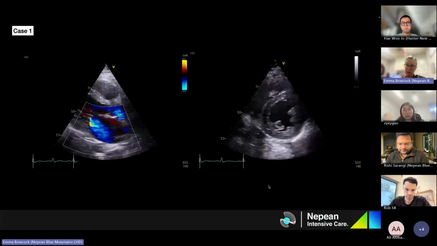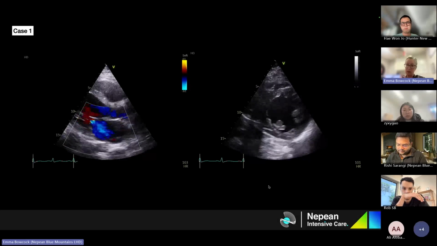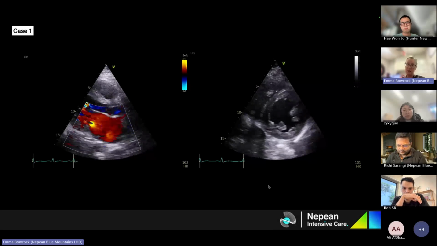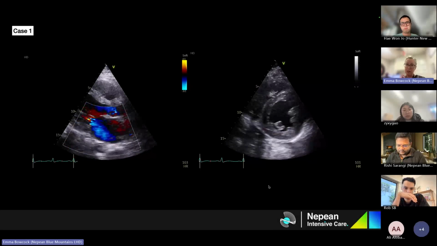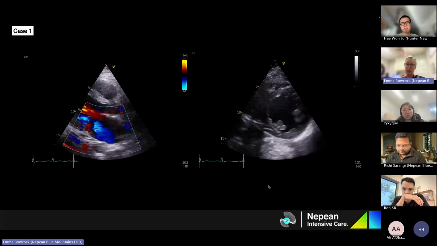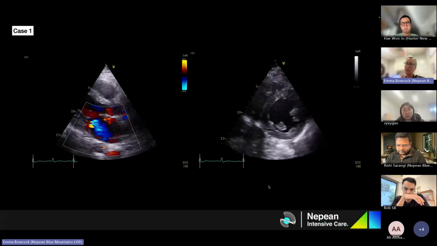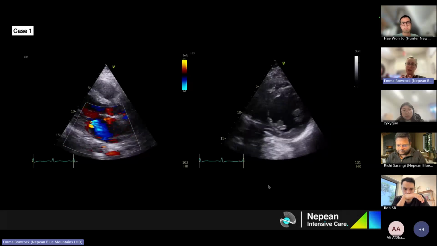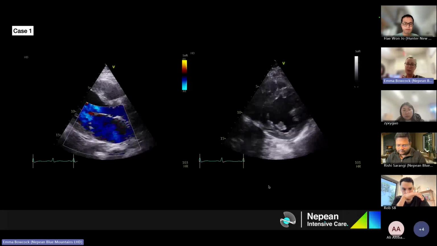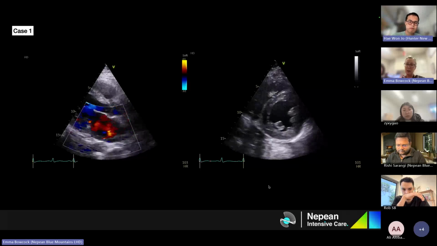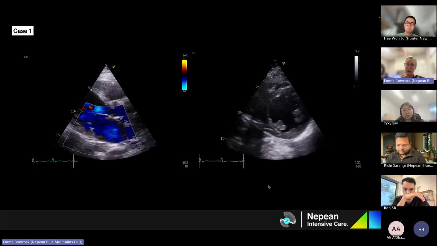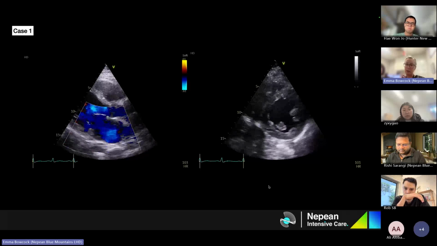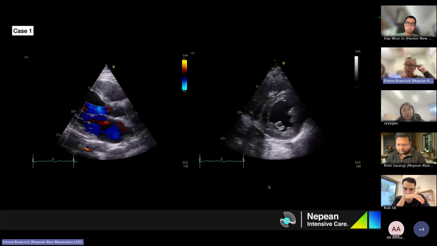I think you're right about the MR. It's functional. There's reduced tenting and reduced coaptation distance of the mitral leaflet, with slightly restricted movement of the posterior leaflet, which is why you get that end to side coaptation, and why the MR is posteriorly directed. It looks mild to moderate, I would say. I haven't shown you any of the things that you could comment on that with. Global moderate LV dysfunction.